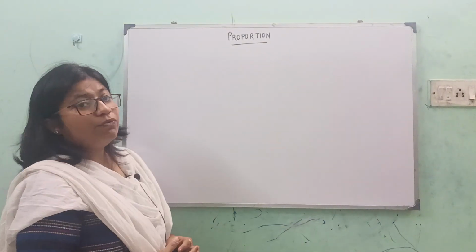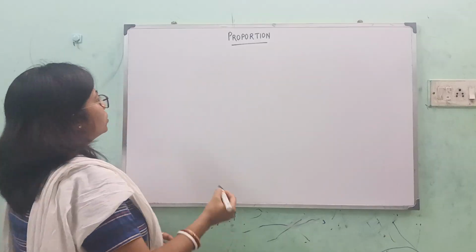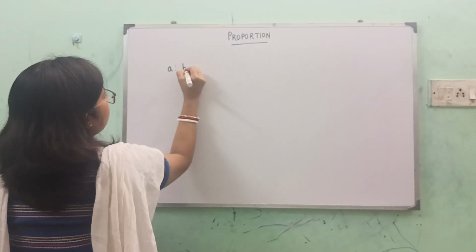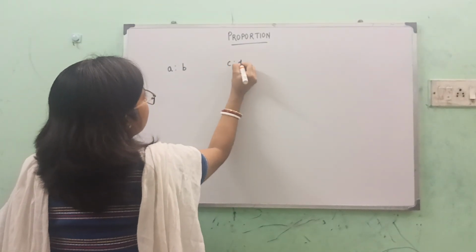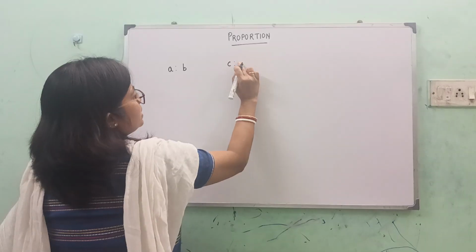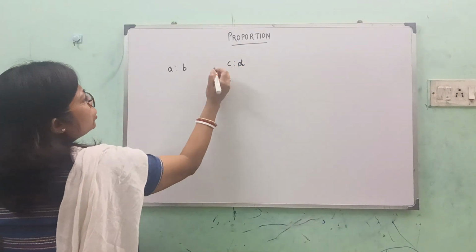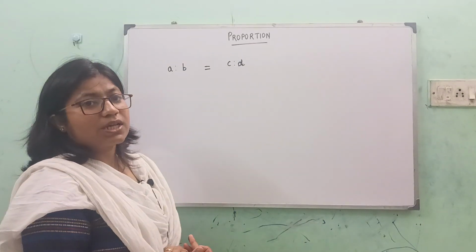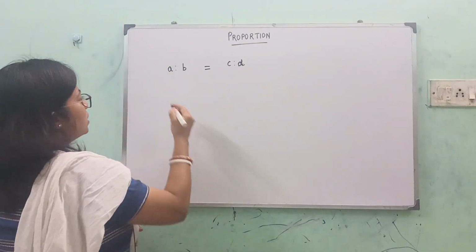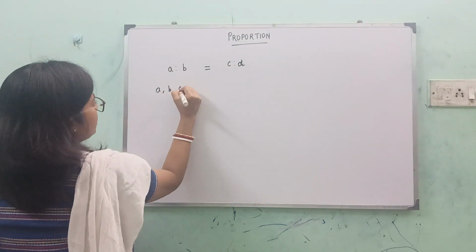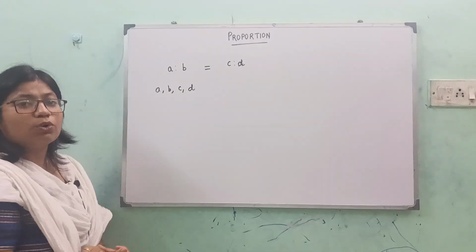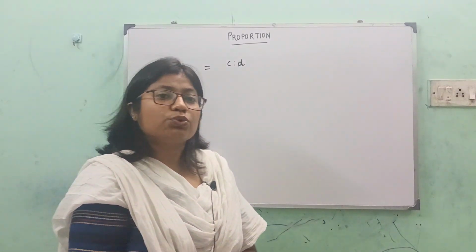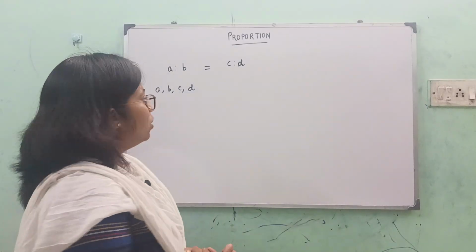We are back again with the topic proportion. In the last video, we had studied about ratio. So, proportion is linked with ratio. If we consider two ratios, A is to B and C is to D, where we can see that the two ratios are equal, then we say that the two ratios are in proportion. That is, A, B, C, D are the four quantities that are in proportion. So, the equality of two ratios is called proportion.